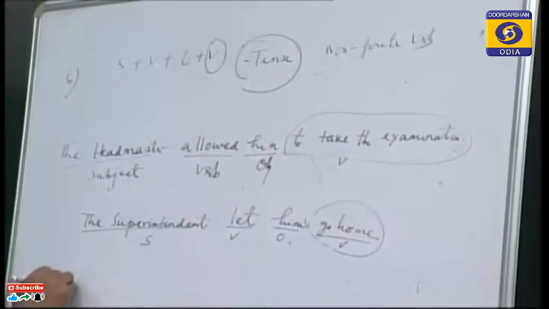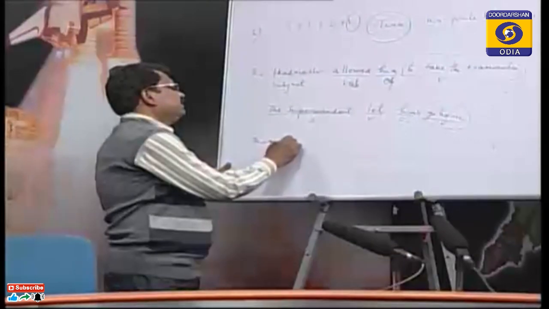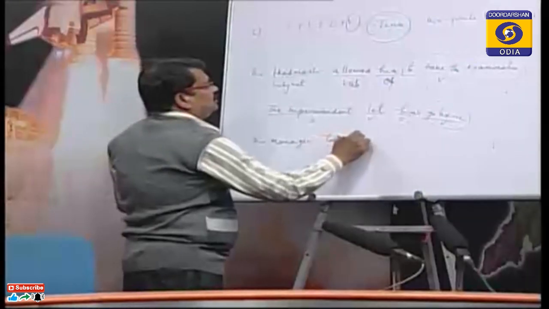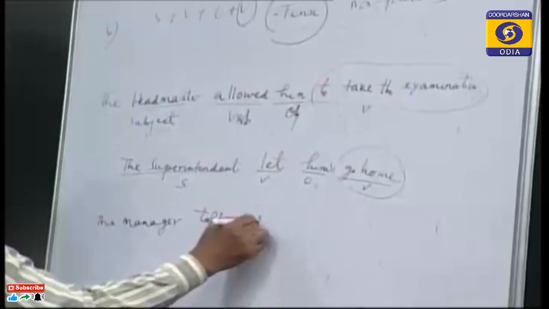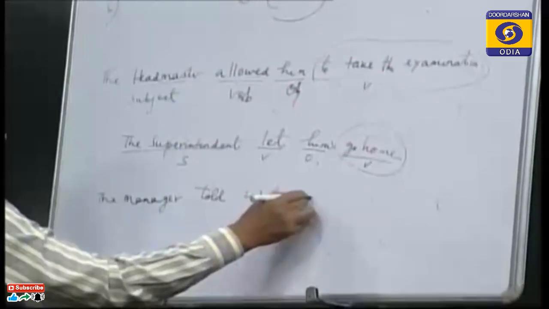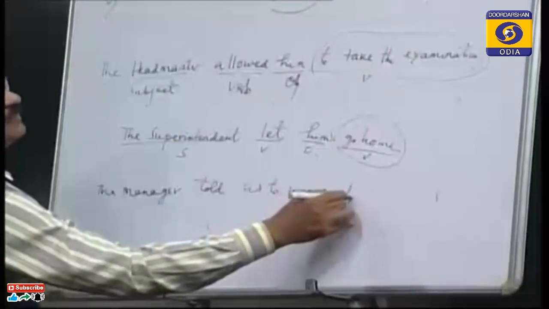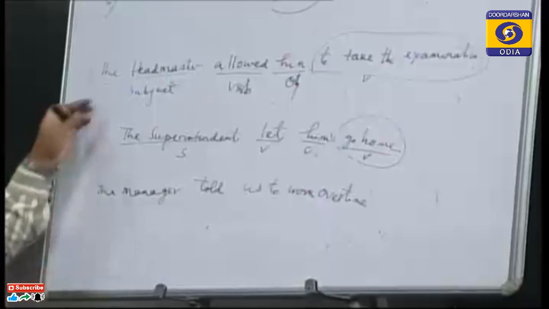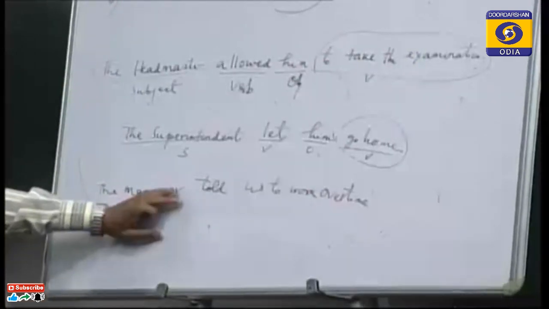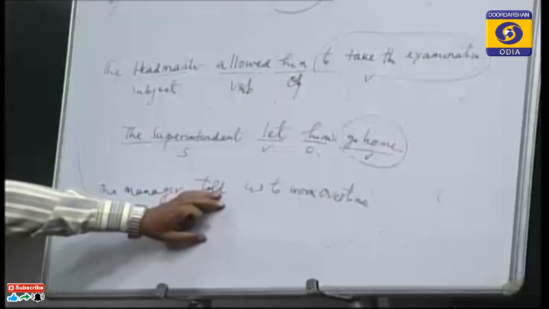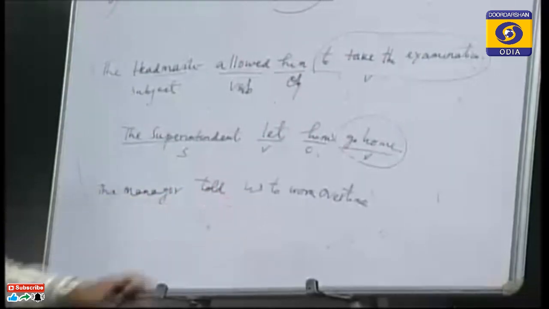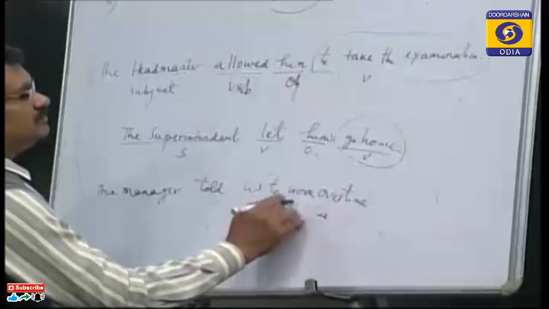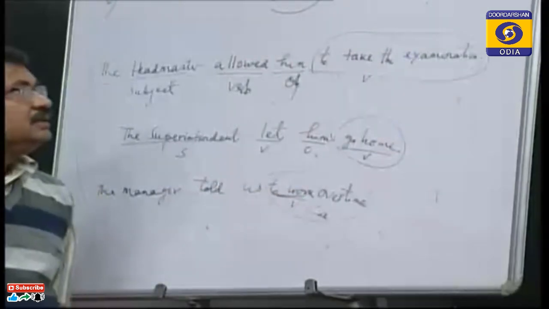Another example: the manager of a factory told the laborers, the manager told us to work overtime. This is equivalent to the first structure. The manager is of course the subject, told is the verb, us is the object, and this is a verb. This is basic.